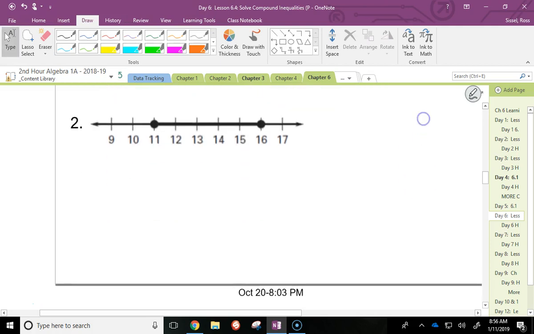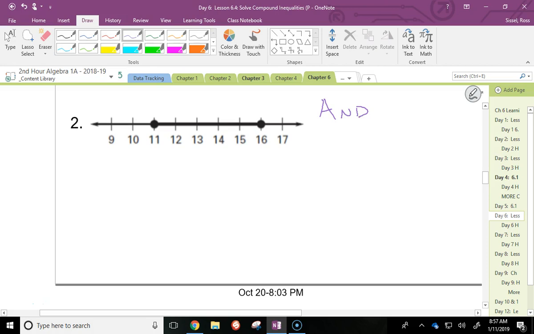Number 2. Henry, is this going to be an or or an and? And how did you know it's and? Because it's two lines that are shaded. Alright, this is the one that gets people in trouble, so I want to make sure everyone pays close attention to this one. And becomes a little more tricky.